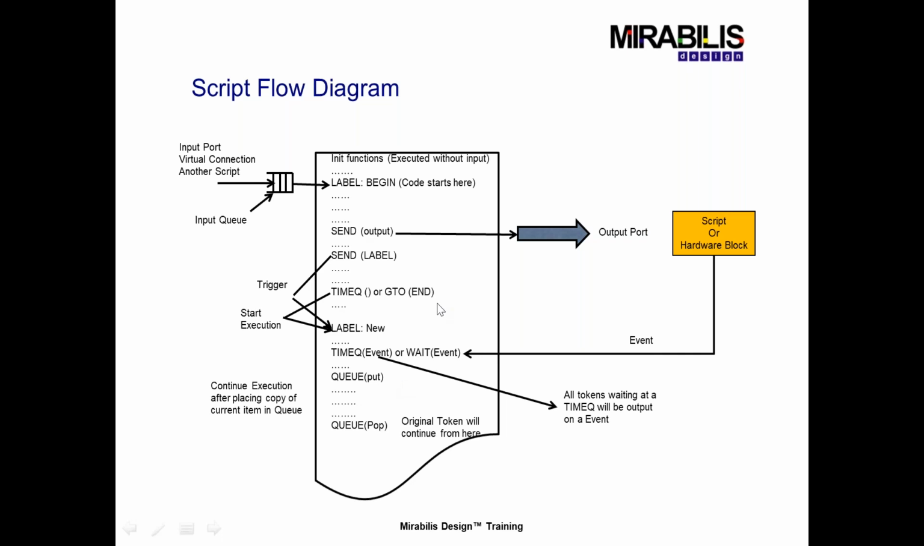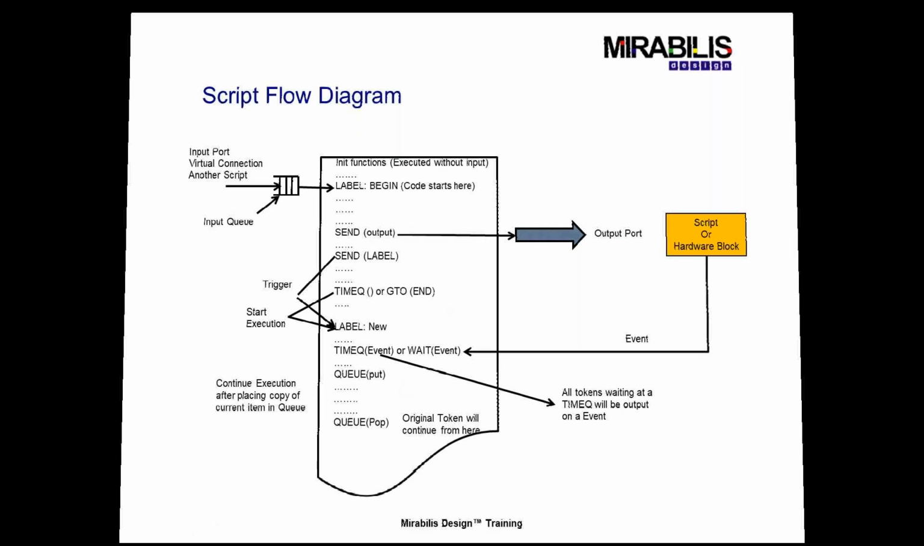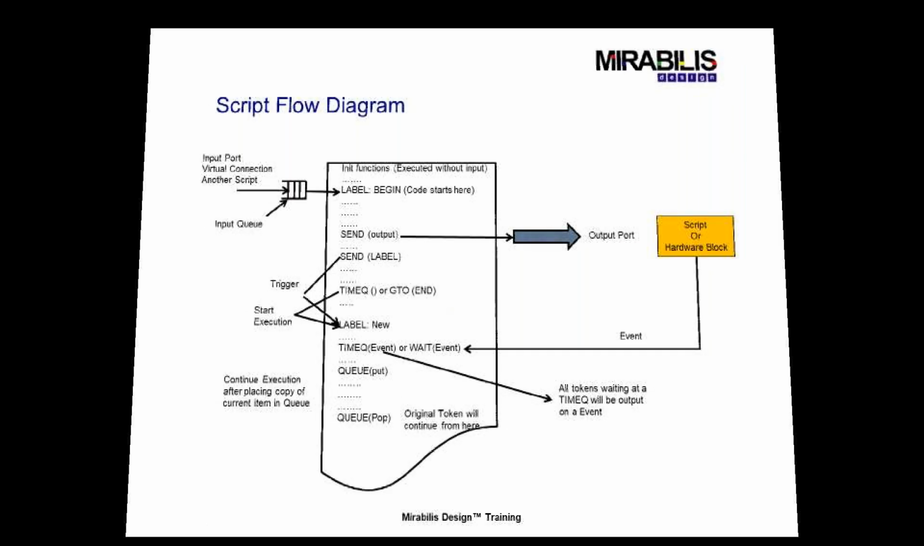Now, there are two types of the script block. One is called a script and the other is called a smart controller. The smart controller is really the block that's used along with the queue block, so it's specific for where you want to create arbitration or things like that.